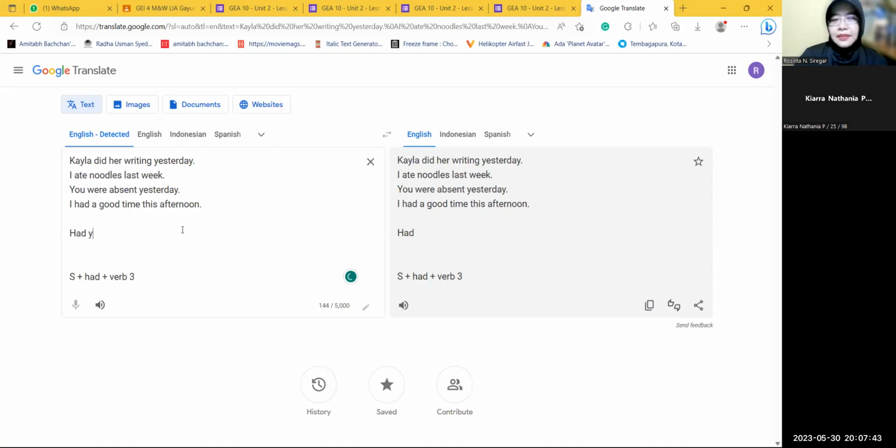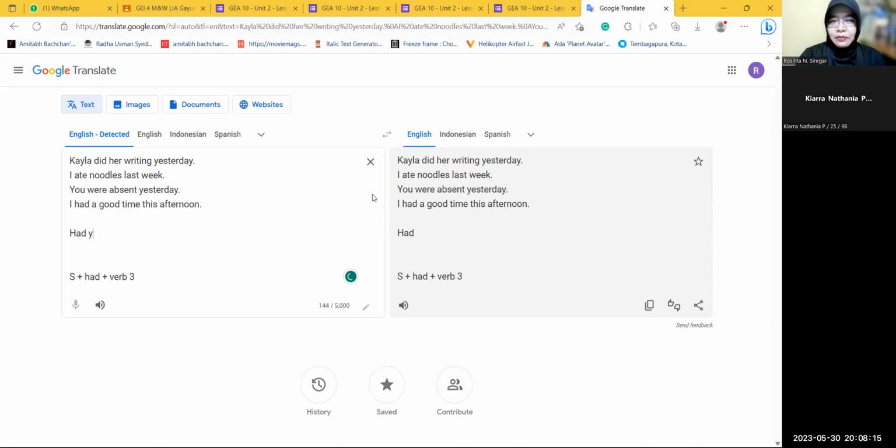Okay. So if we want to use had, sometimes we use had in past perfect, Miss. Whenever the verb is have, then the past perfect would be had. It's a little bit confusing, but I understand now. Okay, got it.